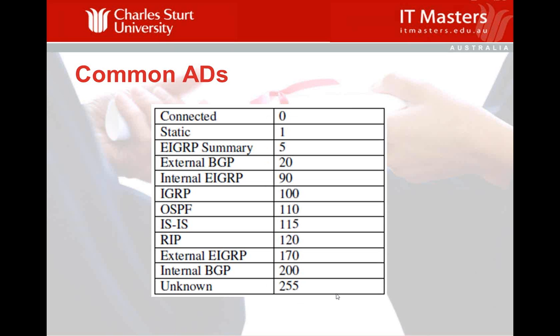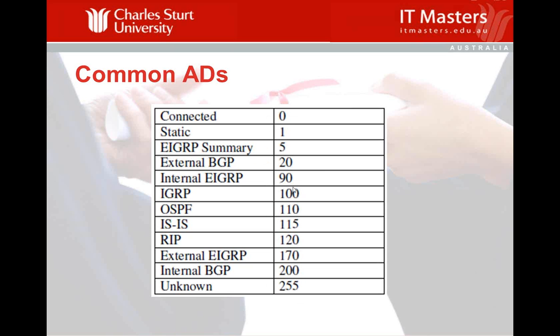So a router will take an EIGRP summary route over an IGRP route or over an external EIGRP route. Similarly, external BGP almost beats everything. So if you're connected to an ISP and you've got routes coming in, being distributed into your network via external BGP, then they will be assigned an administrative distance of 20. Okay?